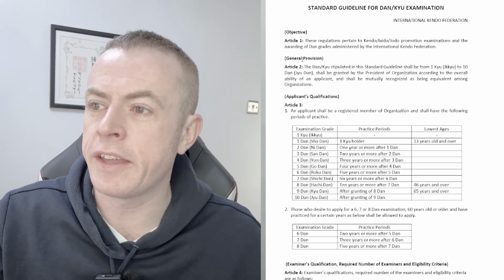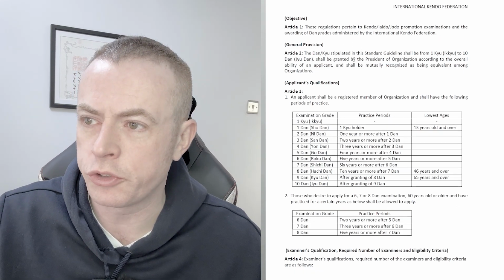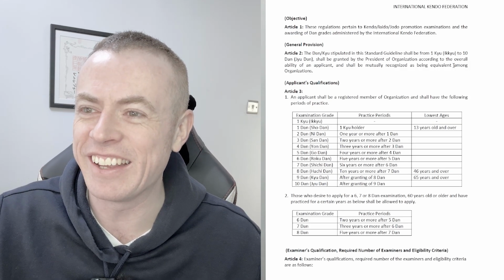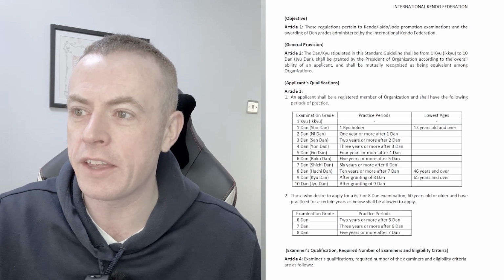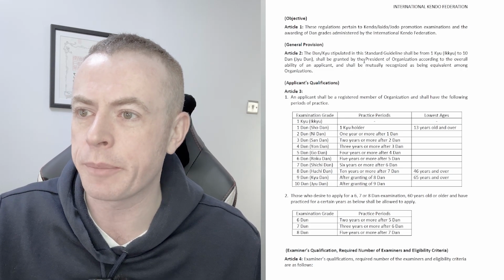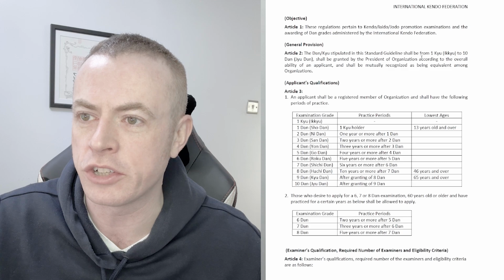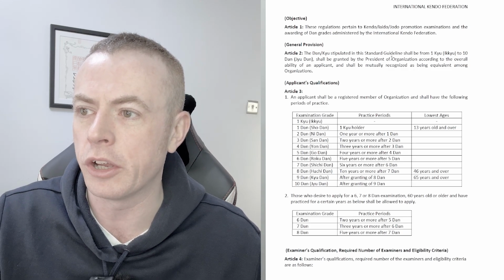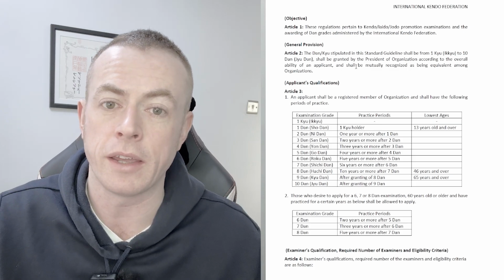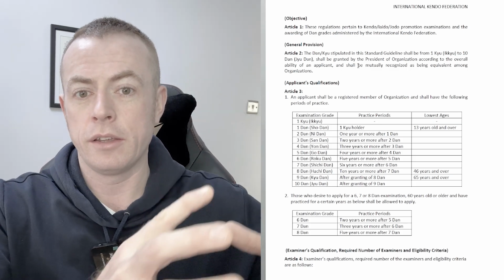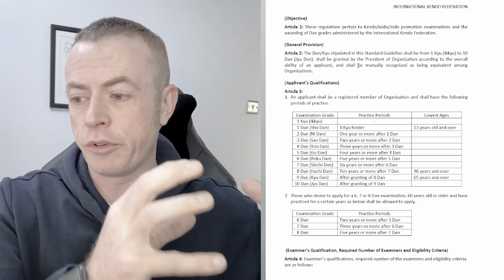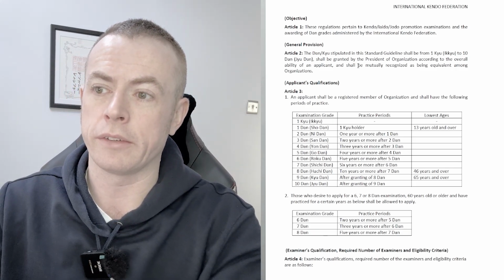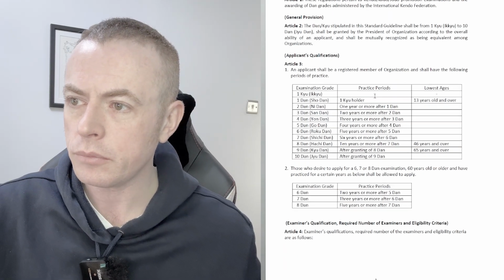Okay, so with that said, the next part says general provision, Article 2, the Dan Q stipulated in this standard guideline shall be from 1st Q, Ikkyu, to 10th Dan, Judan, okay? Shall be granted by the President of organisation according to the overall ability of the applicant and shall be mutually recognised as being equivalent among organisations. So that means that if you get one of these grades in one organisation, it should be recognised as equal or equivalent in the other organisations, all right? So that's essentially what they're saying.